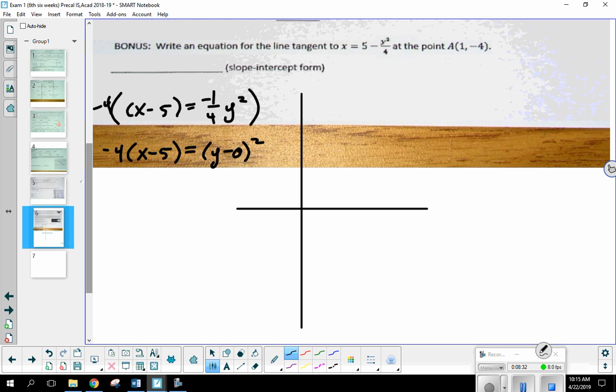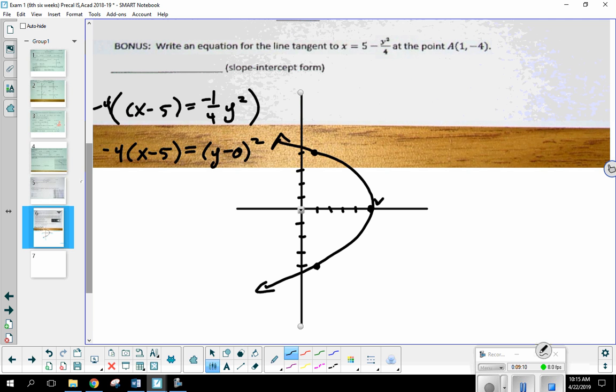But what's the vertex? 5, 0. And I can tell that it's opening left because y is squared and we have a negative coefficient. So 1, 2, 3, 4, 5. So there's my vertex. Okay. We know it contains the point 1, -4. So 1, 2, 3, -4. That's the point we want to create the tangent line at. Now, all parabolas are going to be symmetrical, so I could also go up 4 points, and that would give me enough to draw this thing.